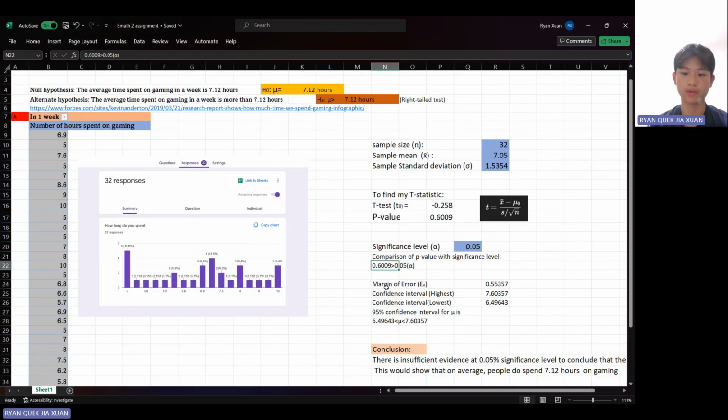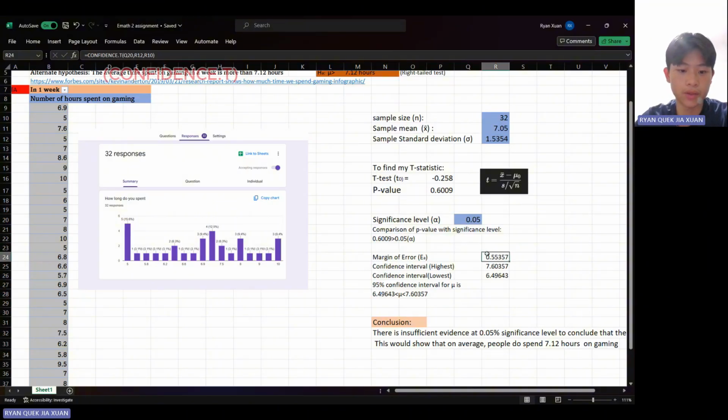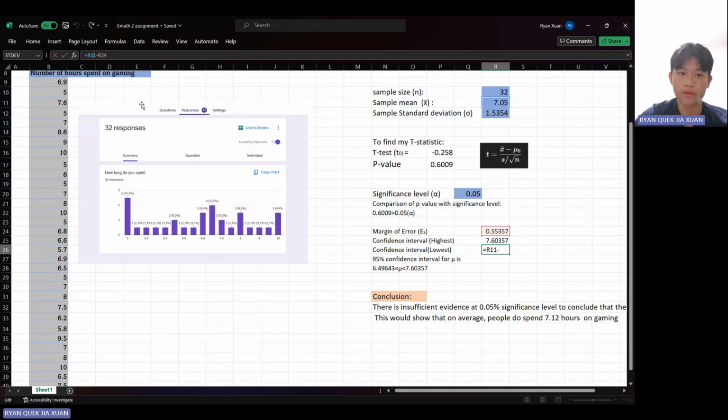than the significance level. I have also calculated the margin of error, which uses this Excel formula and uses the value of the significance level, which is Q20, the sample standard deviation, which is R12, and the sample size, which is R10. After getting the margin of error, I have calculated the highest value of the 95% confidence interval by adding the sample mean, which is R11, with R24, which is the margin of error. And to get the lowest value of the 95% confidence interval, I took the value of the sample mean, R11, subtract the margin of error, which is R24.